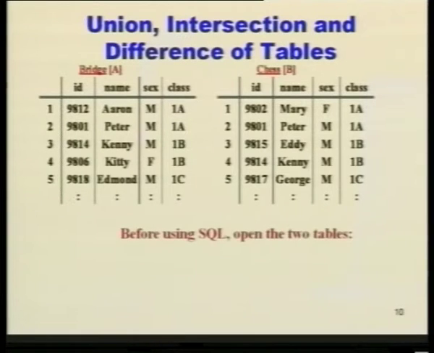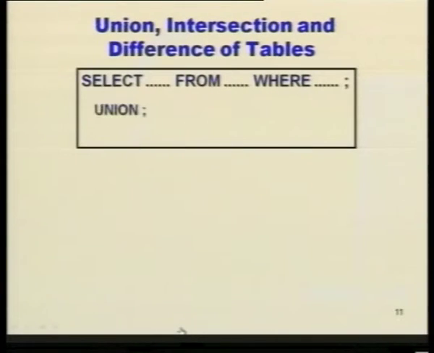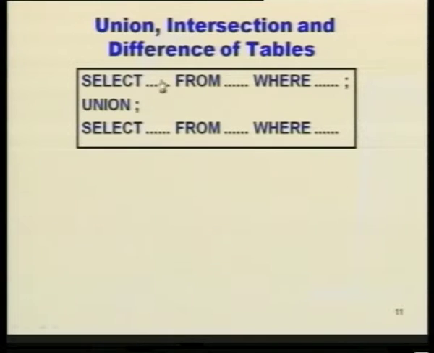Now, before using SQL on any of this, you will have to open the two tables first. So, select A, use bridge, select B, use chess. This initiates A to the bridge relation or table and B to the chess relation or table. Then select from where union, select from where union.